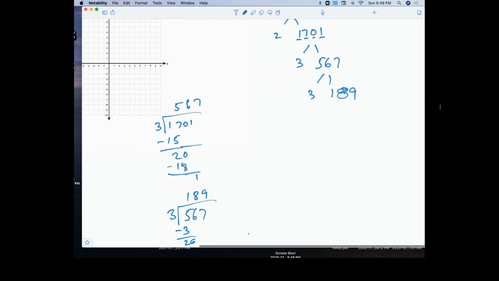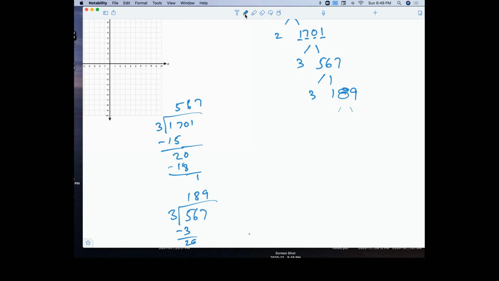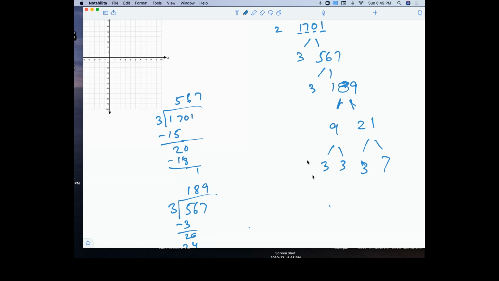189 is definitely divisible by 9. There's just some weird sort of lag going on here. Okay, divisible by 9, which is 21, and 9 is 3 and 3, and 21 is 3 and 7. So clearly what I'm doing here is I'm breaking it down to the primes. So this leaves me with 2 times 1, 2, 3, sorry, 1, 2, 3, 4, 5 threes, and then 7.